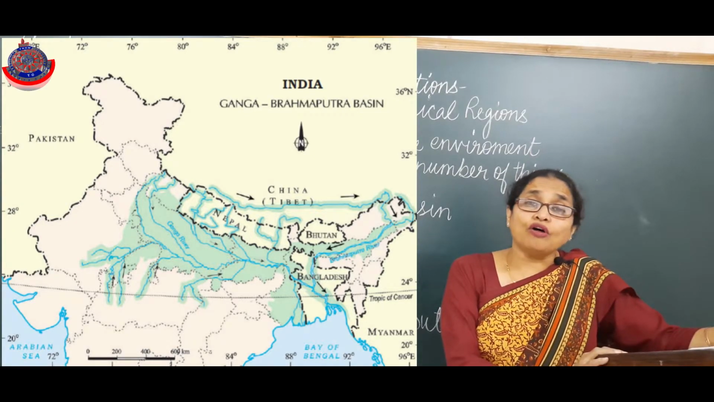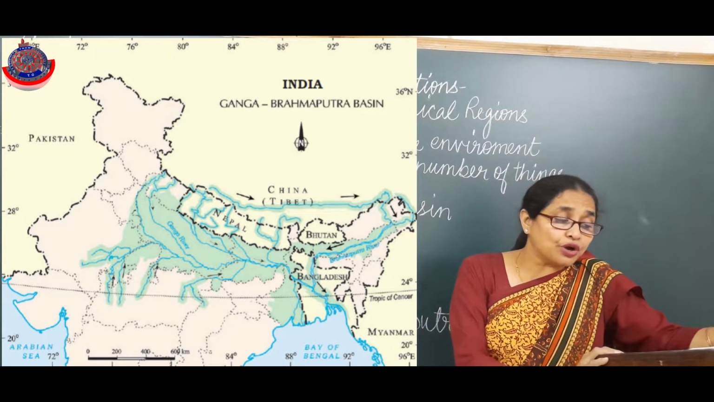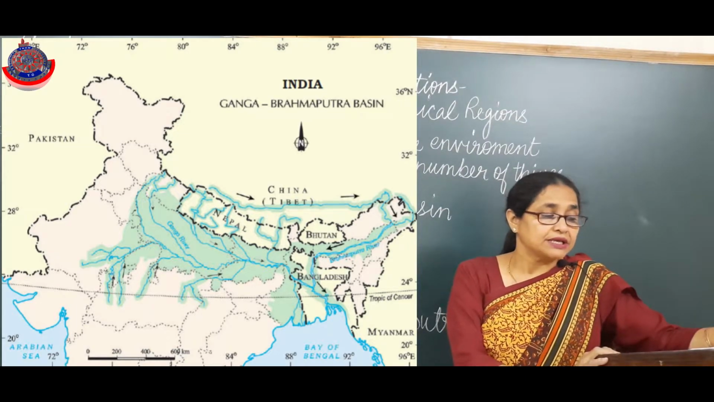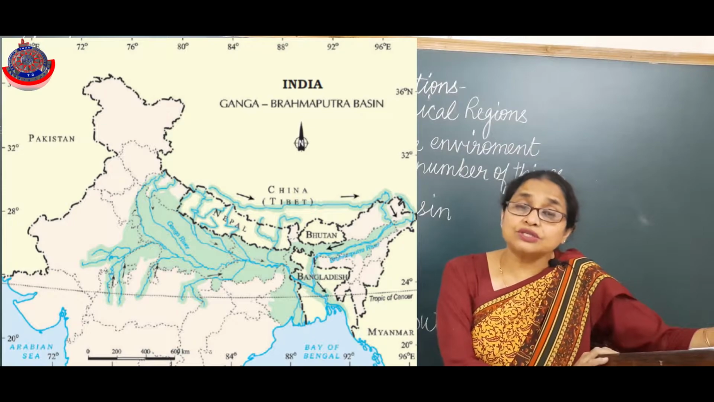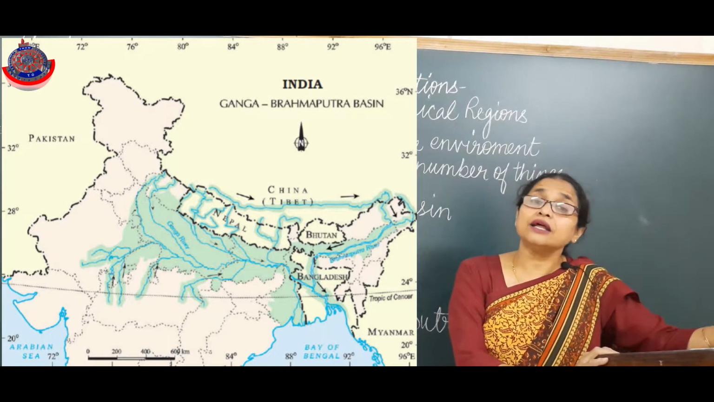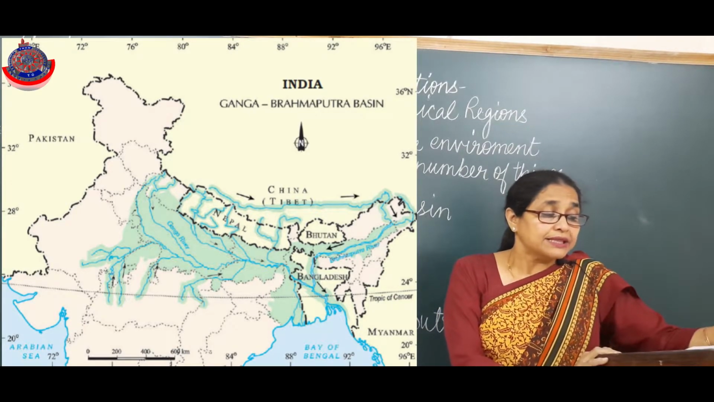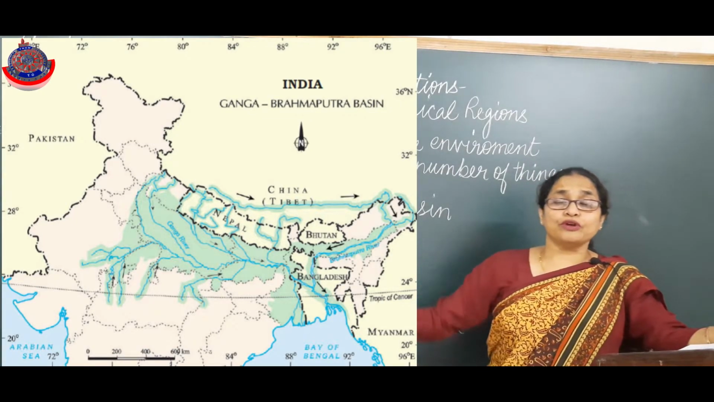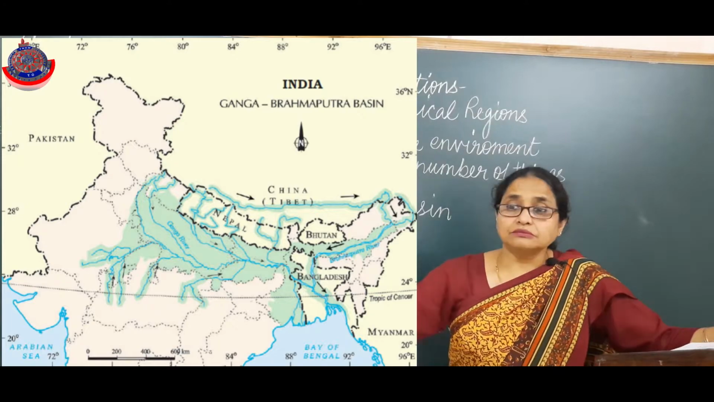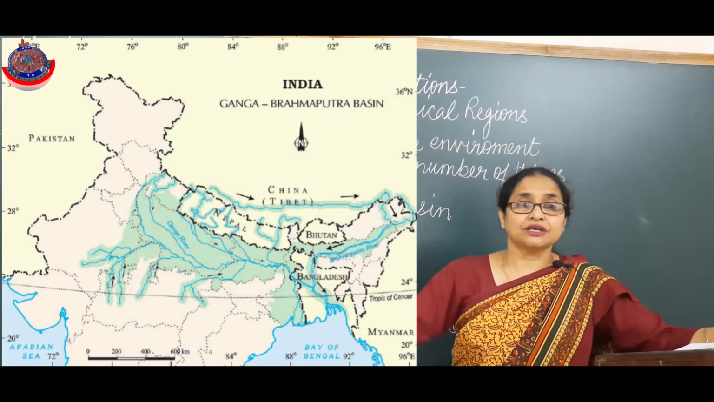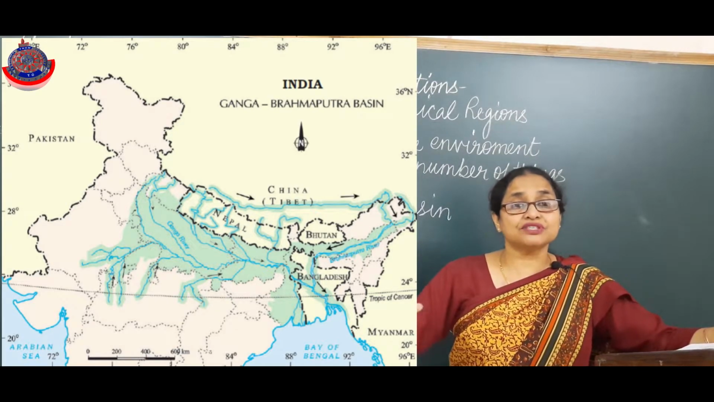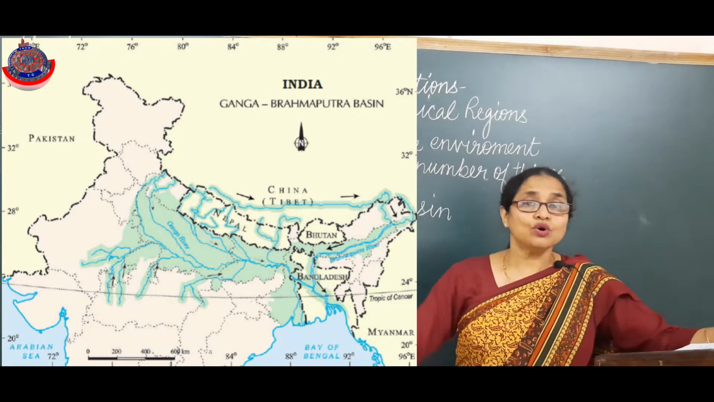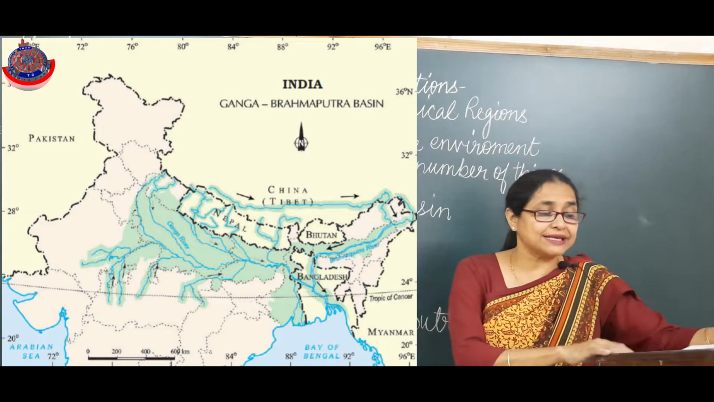The area of the basin enjoys a monsoon kind of climate. The summers are hot and the winters are cold. The basin area has varied topography. Topography means the kind of features found on the surface of the earth. Some are high, some are low, some are plateau, etc.